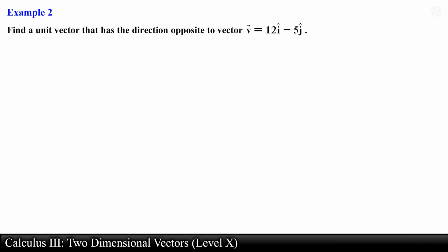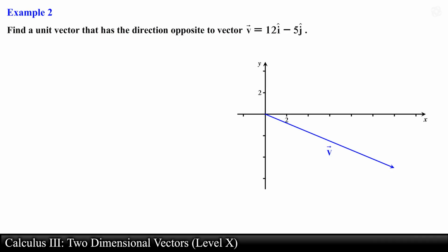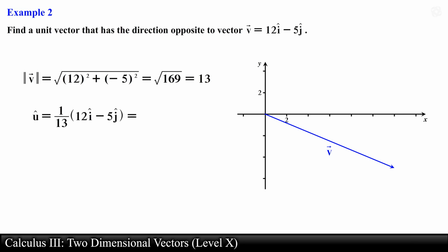Find a unit vector that has the direction opposite to vector v. Okay, similar to the previous problem, let's first find the unit vector by finding the magnitude of vector v. Using the Pythagorean theorem, we obtain 13 for the magnitude. Next, let's go ahead and normalize vector v by dividing each component by 13 as follows. This yields a unit vector equal to 12 over 13 i hat minus 5 over 13 j hat.